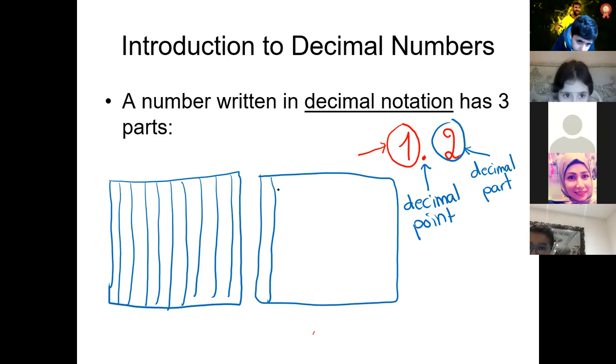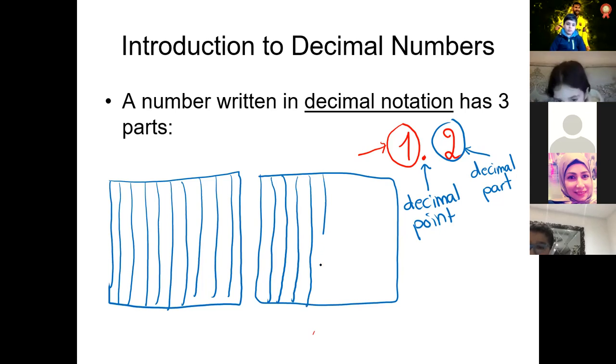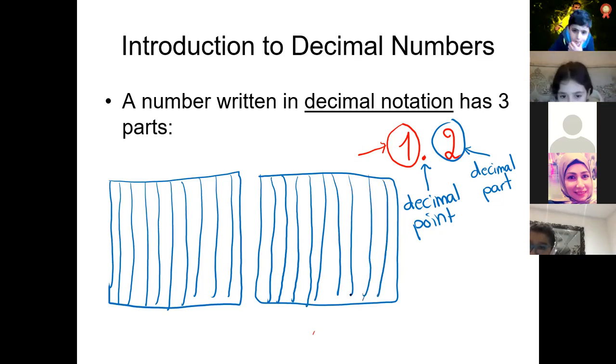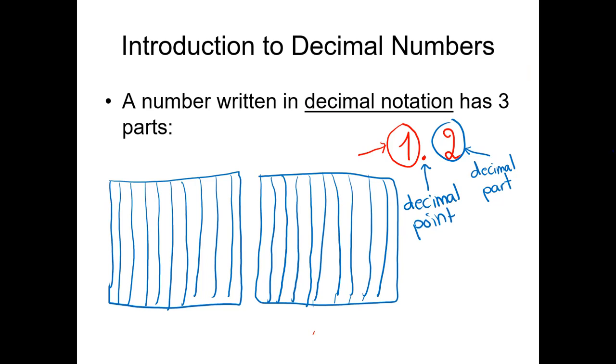2, 3, 4, 5, 6, 7, 8, 9 and 10. Always, Teacher, when I say decimals, it means we have to divide the square into 10 equal parts.